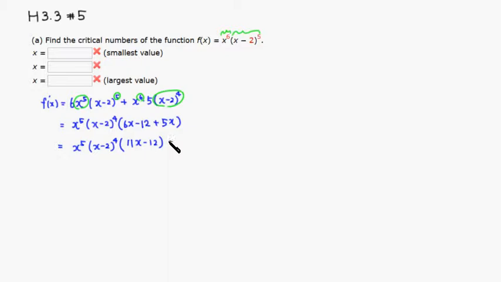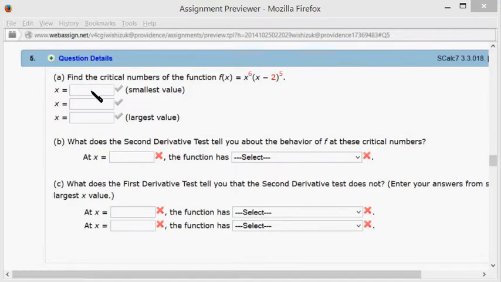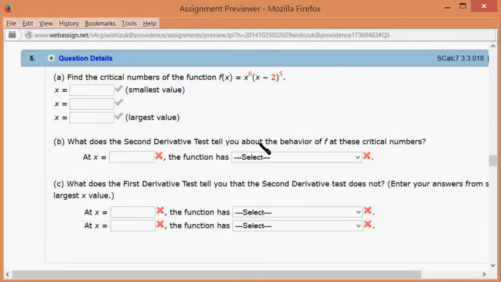So set that equal to 0. We will get x equals 0 from here, 2 from here, and 12 over 11 from here. So from the smallest value, that will be 0, and the next one is 12 over 11, and 2. So let's type that in. Right here it's 0 and 12 over 11 and 2.